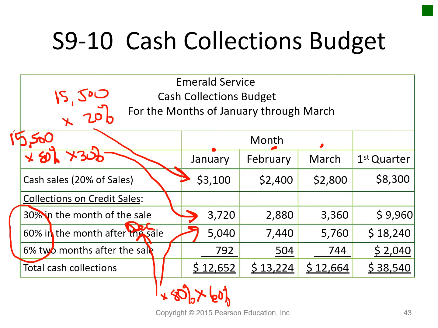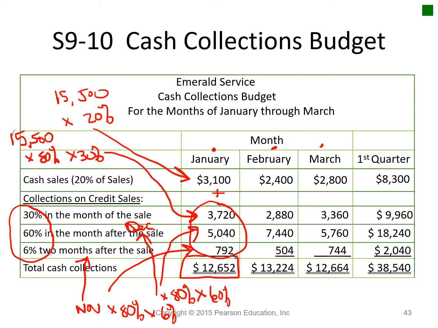So then it says 6% 2 months later. Then you have to go back to November. Remember, you have to actually look back 2 months, look at November's numbers, multiply November's sales again first by 80%, that's the credit part of it, and then multiply that by 6%, and that'll tell you how much cash is going to be coming in the month of January. So if you add in your cash collections on the credit sales plus the actual cash sales for January, that gives you total projected collections for the month of January.